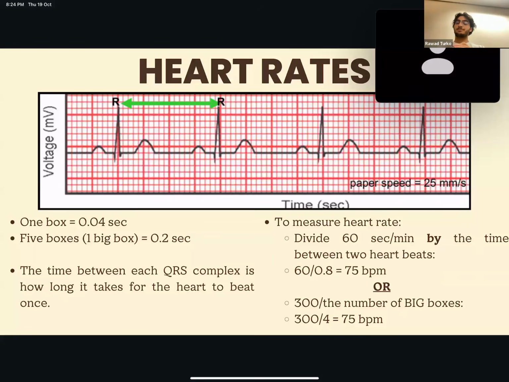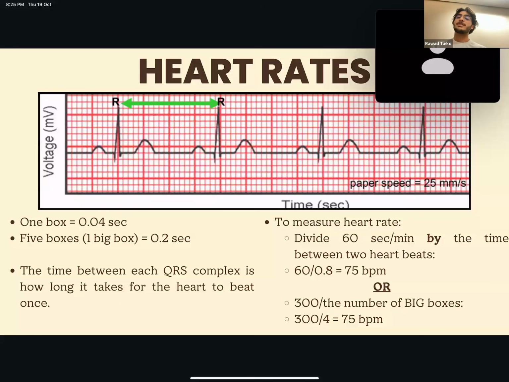So, one big box. Do you see the bolded boxes, not the small ones, the big boxes on the trace paper? That's one big box. Each big box is 0.2 seconds, and each smaller box within that bigger box is 0.04 seconds each. There are 5 small boxes, so 0.04 times 5 adds up to 0.2 seconds.